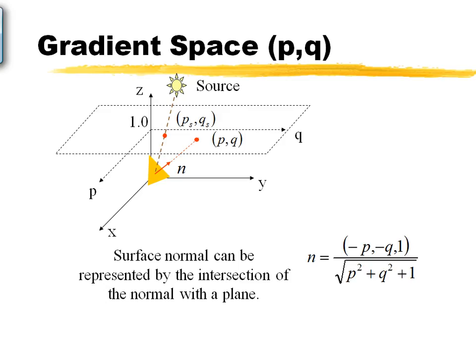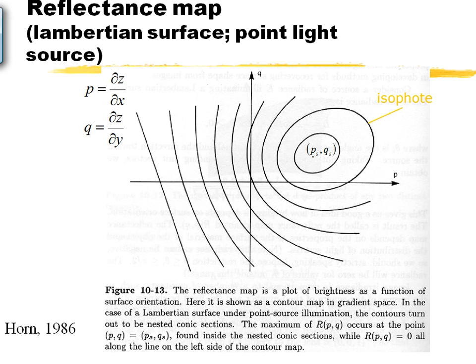PQ will essentially give me a normal with respect to the source according to the equation. Right? So this is the intersecting point on my image plane. It's always going to be minus P, minus Q, 1 divided by the square root of P squared plus Q squared plus 1. So I have an easy way of computing my normal under this geometry. Okay. So this actually is called the gradient space.